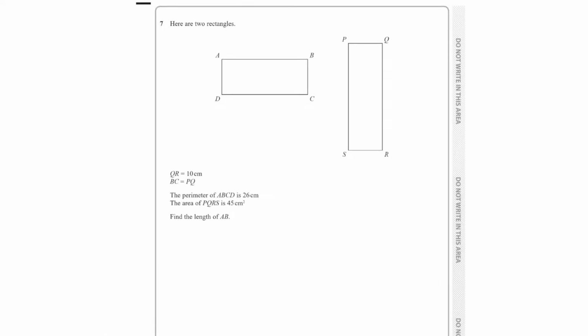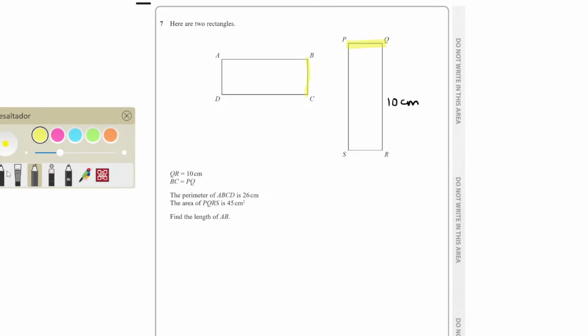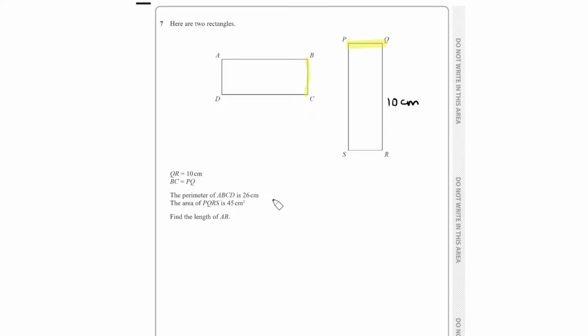Next question, question 7. I guess you could use area with algebra in this case if you wanted to. So here are 2 rectangles. They've given us QR, which is 10, so I'll label that. They've said that BC is equal to PQ. That's how they relate to each other. So the perimeter of ABCD is 26, and the area of PQRS is 45. So I'm obviously going to start with the area, right? Because I've got information about that one. Find the length of AB.